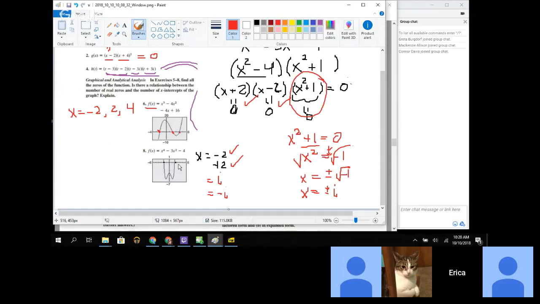One of the things it asks you in here is, is there a relationship between the number of real zeros and the number of x-intercepts of the graph? Explain. So, like in problem number 6, there were 3 real zeros and 3 x-intercepts, right? In problem 8, there's 2 real zeros and 2 x-intercepts to the graph. I said y-intercepts, but x-intercepts to the graph. So what is that relationship of real zeros to number of x-intercepts?